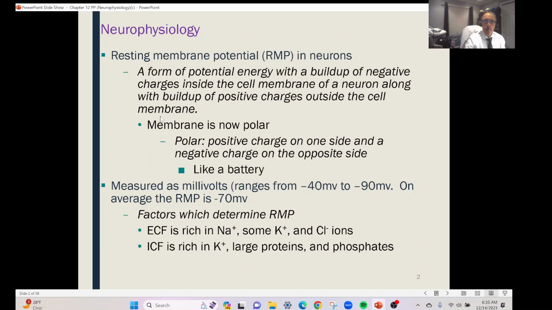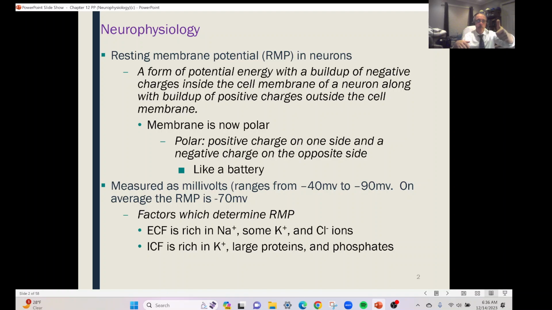When the membrane in this case, or anything, has a separation of charges where there's positive on one side and negative on the other side, we say that structure is polar, right? And a perfect example of this would be a battery. If you took a AA battery, or even your car battery, on one side there's a positive sign, on the other side is a negative sign. If you lifted up the hood of your car and you see your battery in the corner, there's a terminal sticking up that says positive, and then there's a terminal sticking up that's negative.